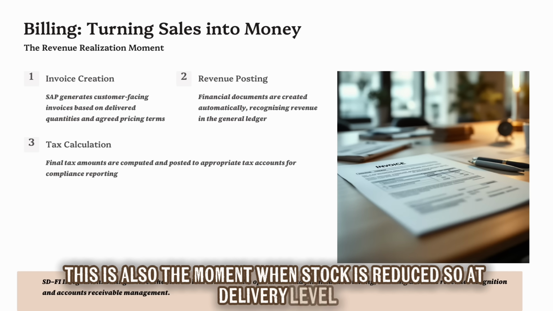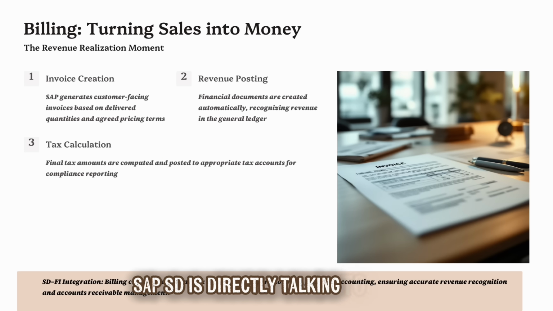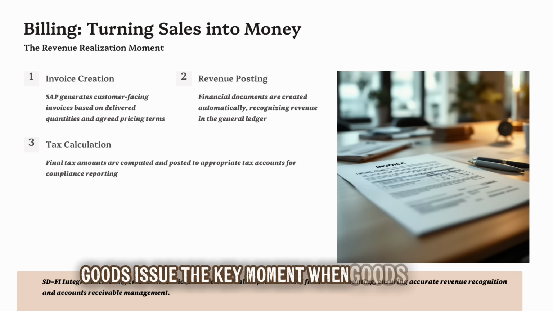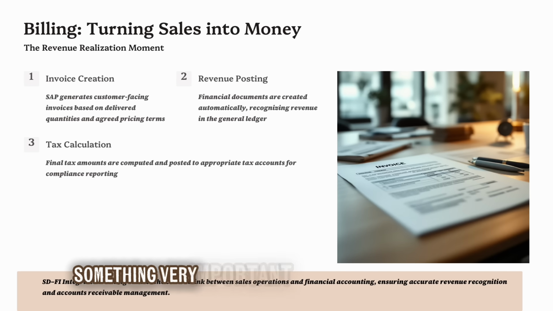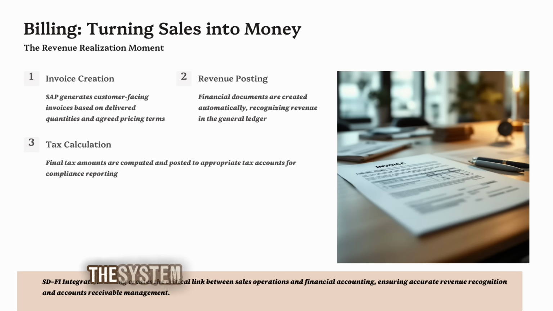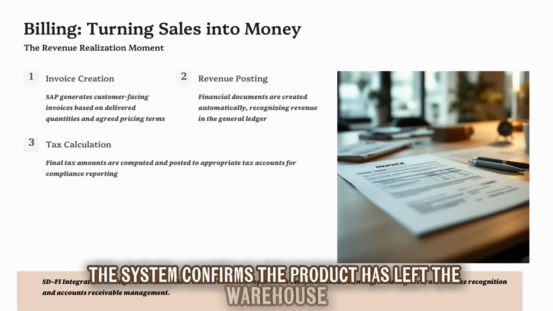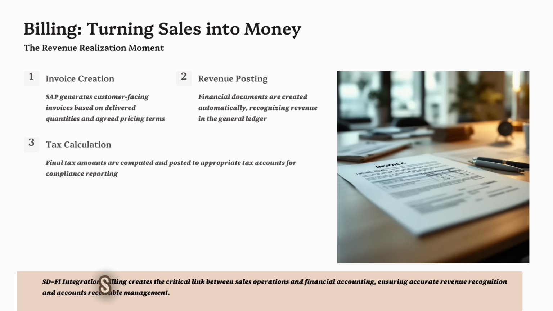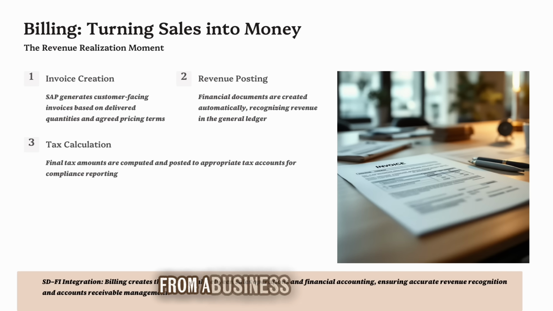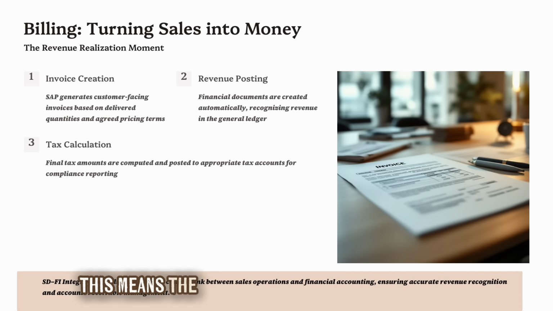So at delivery level, SAP SD is directly talking to SAP MM. Goods issue, the key moment. When goods issue is posted, something very important happens. Inventory goes down. The system confirms the product has left the warehouse. SAP records the actual movement of goods. From a business point of view, this means the company has fulfilled its promise.